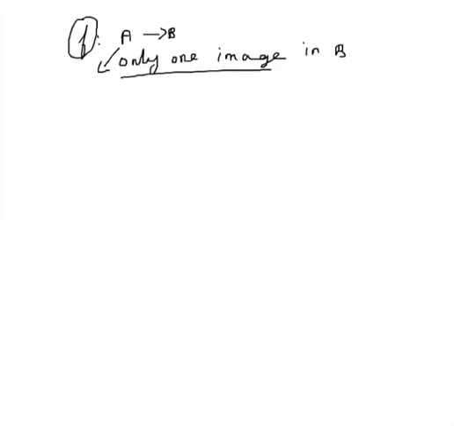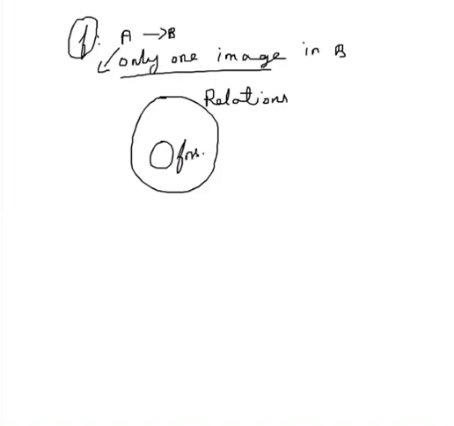That is, for every input, there will be a unique output. So I can say that relations and functions: functions form a subset of relations. So all functions are relations, but all relations cannot become functions. And we studied about addition, subtraction, multiplication and division of two functions.